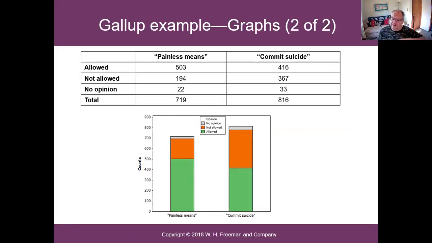Likewise, if you wanted to, you could do this for percents, but this is better for raw data because we could see that the wording commit suicide is actually a taller bar than the painless means bar. And that's also crucial because you also see that there are significantly more people who went with the one than the other in different ways.